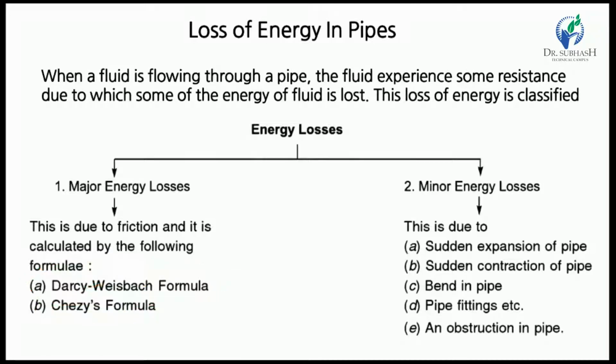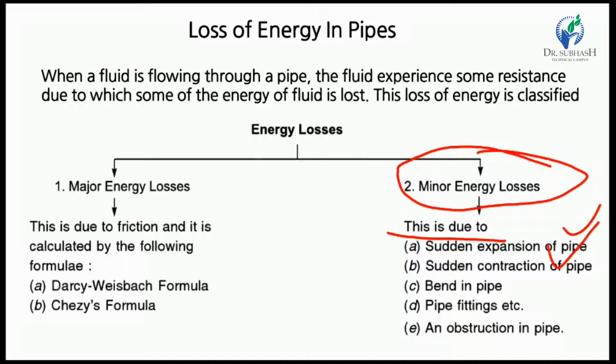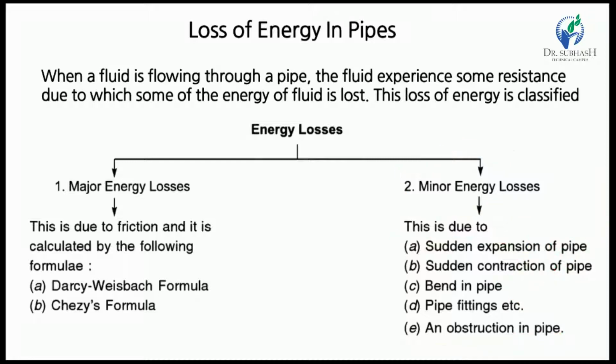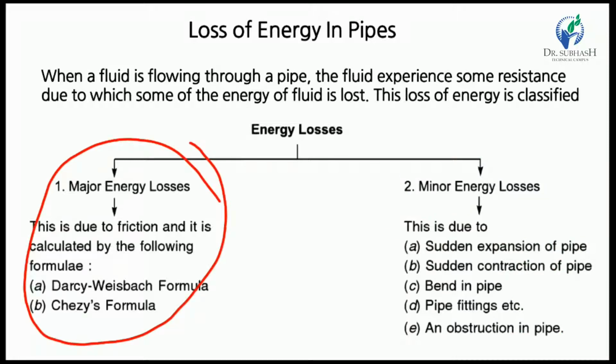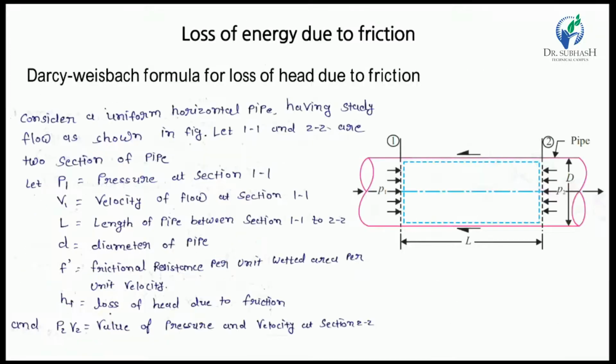Now the second category is minor energy losses. It is due to sudden expansion of pipe, sudden contraction of pipe, bend in pipe, different pipe fittings and obstruction in a pipe. We will discuss more about the major energy losses due to friction. First we look at the Darcy-Weisbach formula, and we derive the equation for Darcy-Weisbach.